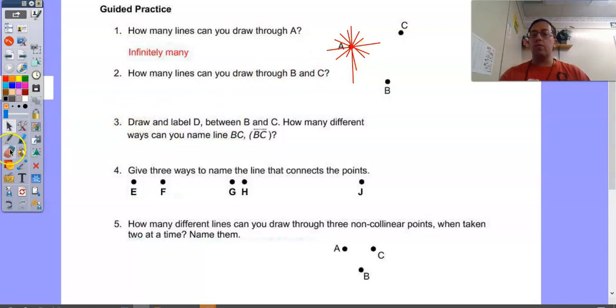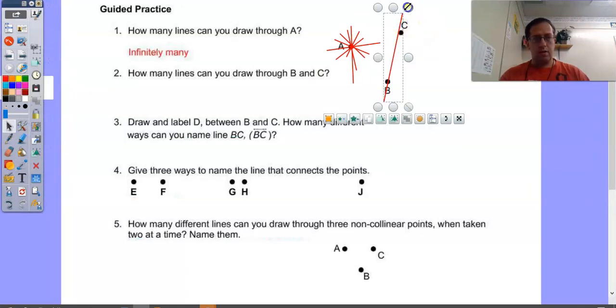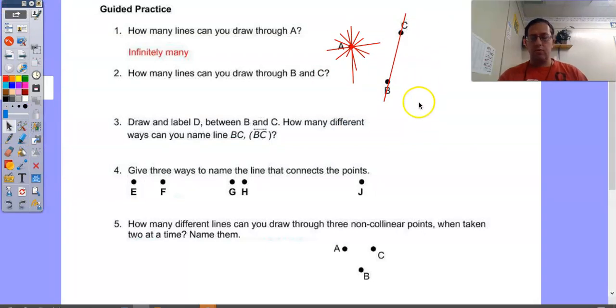Okay, but what if I want to go through point B and also point C? Well, let's see if I can do this. Point B and C, that is terrible. There we go. Goes through B and C. Could I draw another one that goes through B and C? No. I could draw one that goes through B. I could draw one that goes through C, but if it's going to go through B and C, it has to be this one, or it would curve, and if it curves, it's not a line. So only one, line BC, or we could also call it line CB.